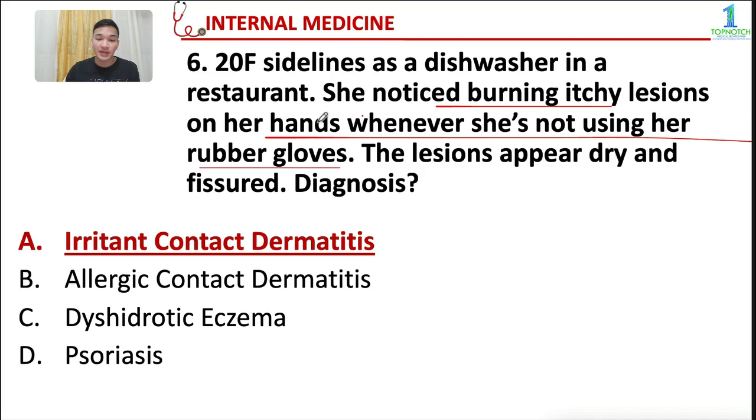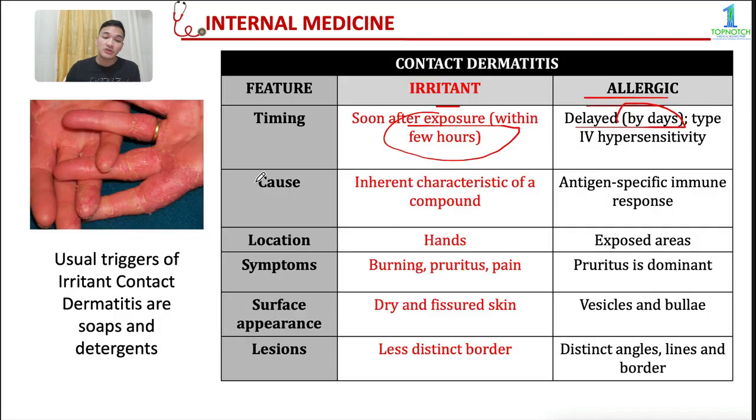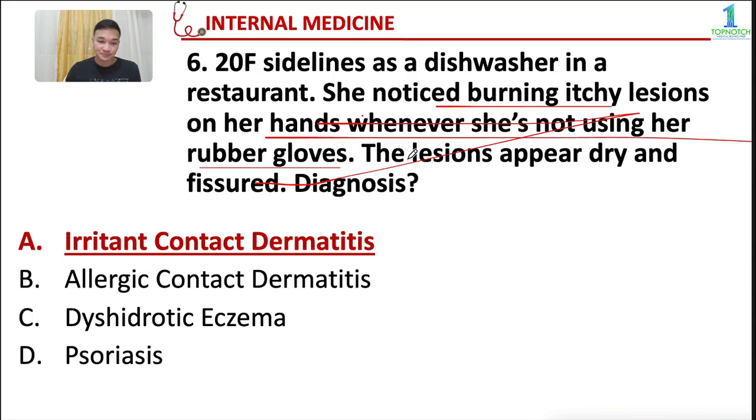Because the item says whenever she's not using her rubber gloves, we assume that she develops lesions soon after exposure. So that's irritant contact derm. Okay.